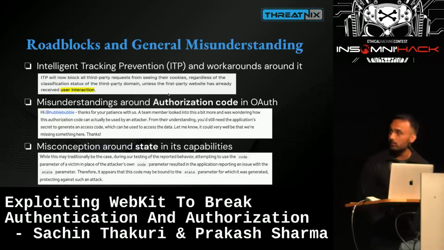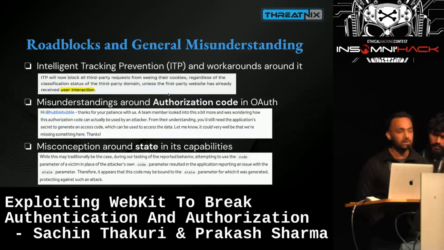Moving on, let's discuss some roadblocks and general misunderstandings that we saw among security teams of different bug bounty programs that we reported to. Let's start with ITP, or Intelligent Tracking Prevention, which is a privacy feature developed and implemented by WebKit and has been in use since October 2017. ITP uses a machine learning model to detect cross-site tracking capabilities and aims to reduce them by taking different actions such as full third-party cookie blocking, reducing the accessibility and longevity of first-party cookies, and local storage capping and deletion, downgrading third-party referrers, and more.